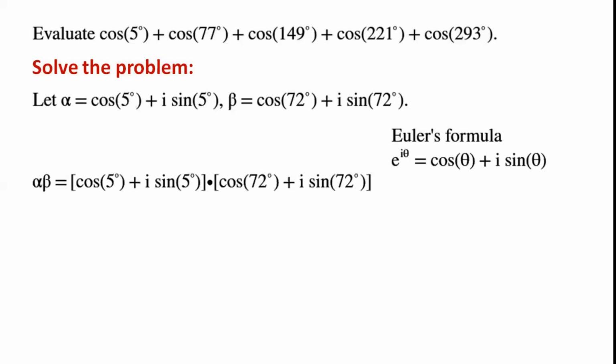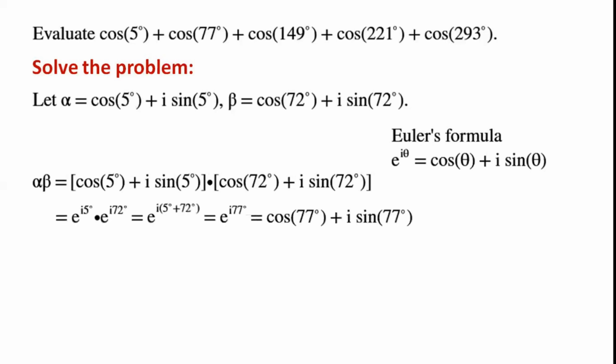So alpha beta equals cosine 5 degrees plus i sine 5 degrees times cosine 72 degrees plus i sine 72 degrees, which can be written as e to the power of i 5 degrees times e to the power of i 72 degrees, which is equal to e to the power of i times 5 degrees plus 72 degrees, which is equal to e to the power of i 77 degrees, which can be written as cosine 77 degrees plus i sine 77 degrees.